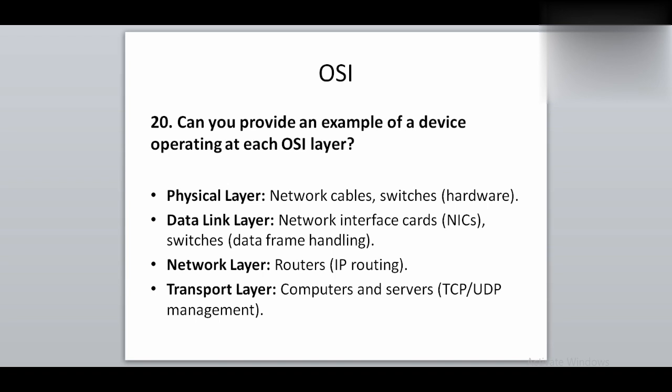Question 20. Can you provide an example of a device operating at each OSI layer? In the physical layer we use cables, hubs, means the hardware part. In the data link layer we use NIC cards, and switches can be used. In the network layer we use a router for IP addressing. In the transport layer we use TCP/IP, means computers and servers.